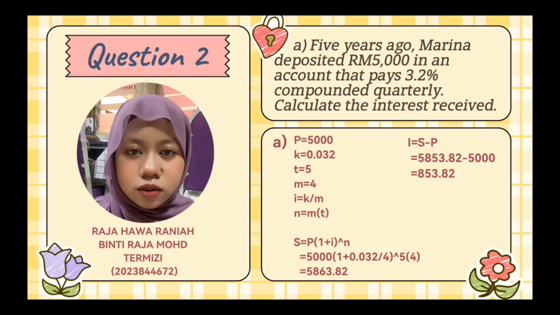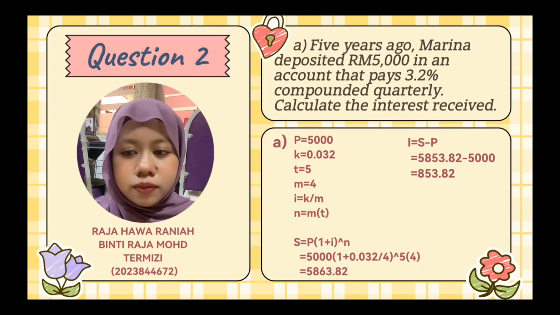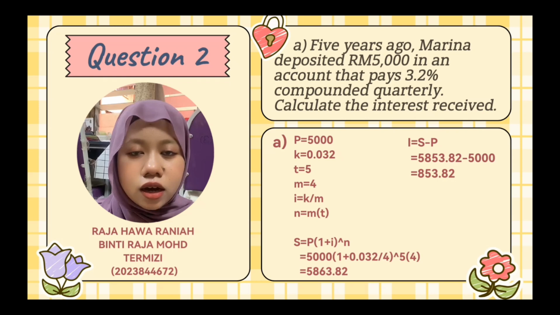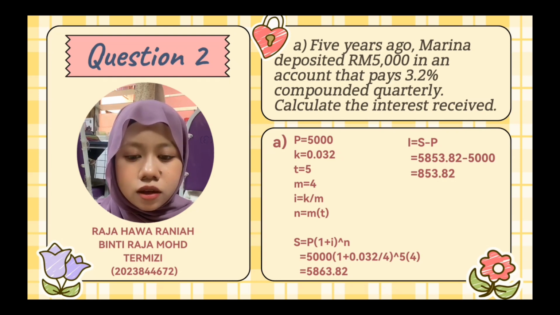Okay, so now I will explain question 2A. For question 2A, 5 years ago, Marina deposited 5,000 in an account that pays 3.2% compounded quarterly. Find the interest received. Before we find the interest, we need to find the future value first. So that means we need to use the formula S equals P times (1 plus i) to the power of n.